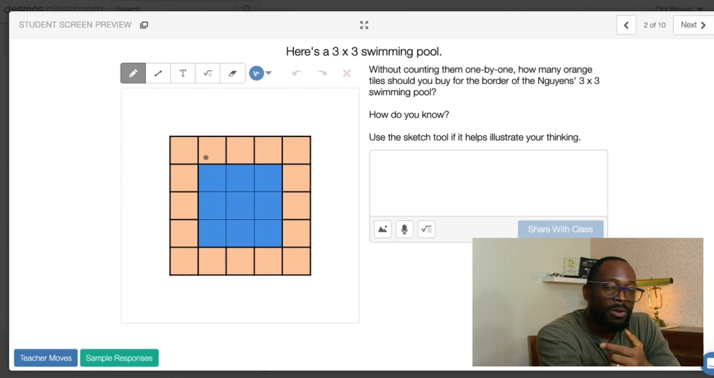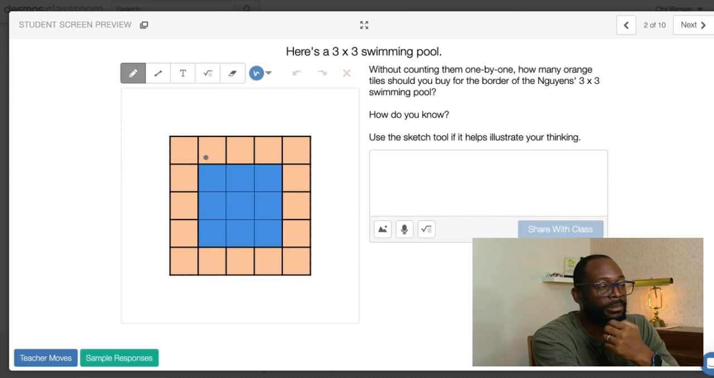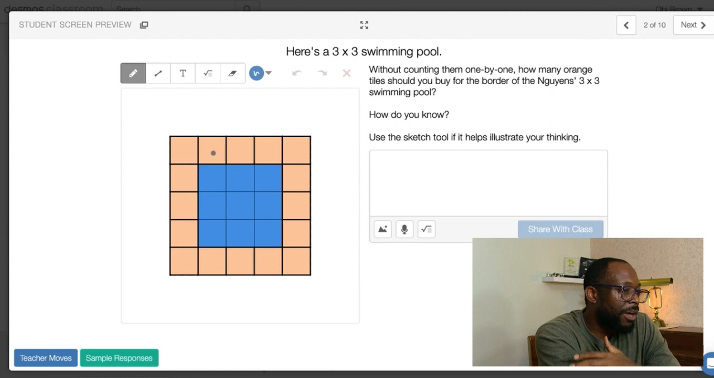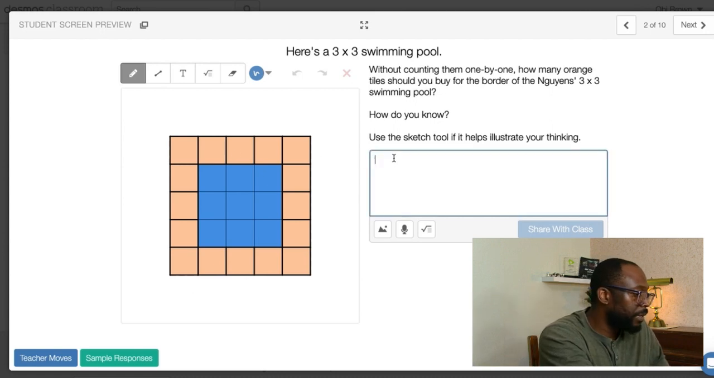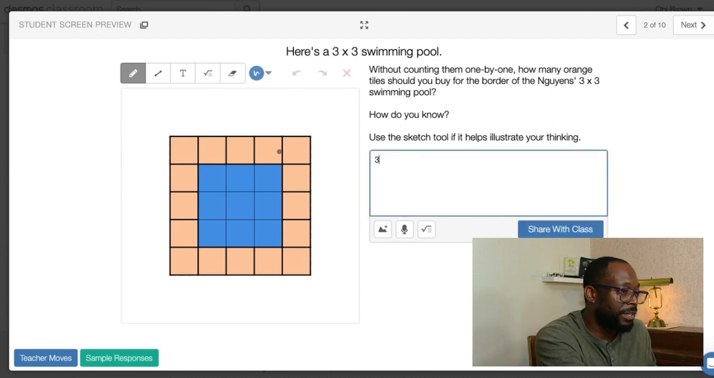But before now, they have gone through what it means to derive the rules for finding out a pattern. So they are meant to extend that here and ask, how do we find out how many tiles surround this pool without counting it? After a little bit of deliberation, they discover that they can take the length of the pool, which is in this case 3, times the 4 sides, and then plus the 4 corners.